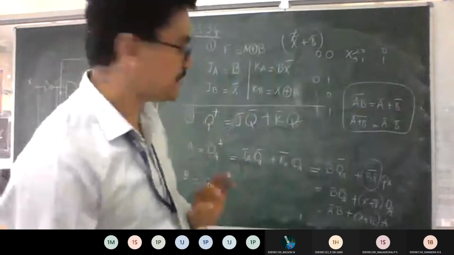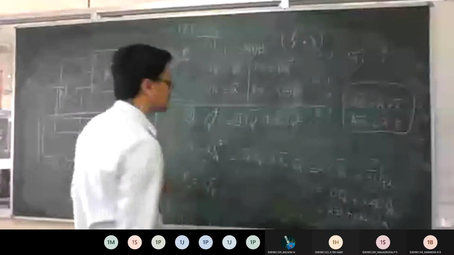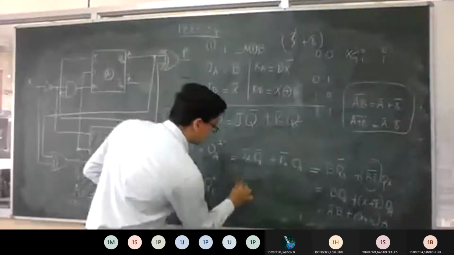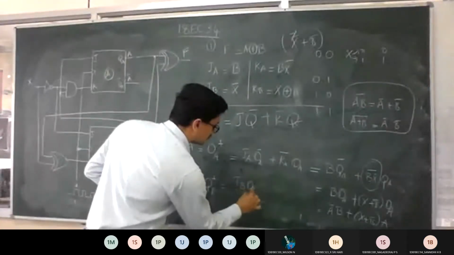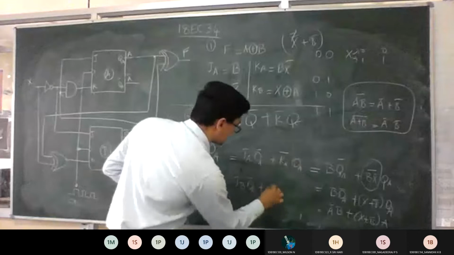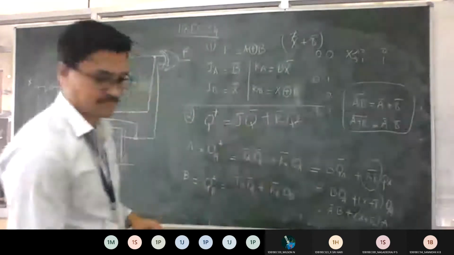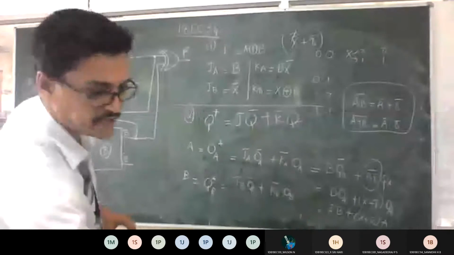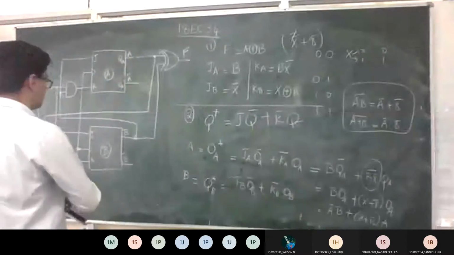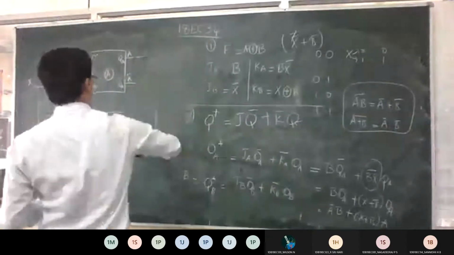Same way, can you tell me for QB also? JB QB bar plus KB bar QB. Substitute the values and let me know. I will erase this part. Anyhow, I got the equation right.